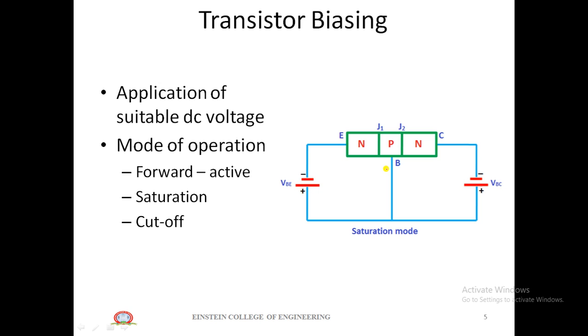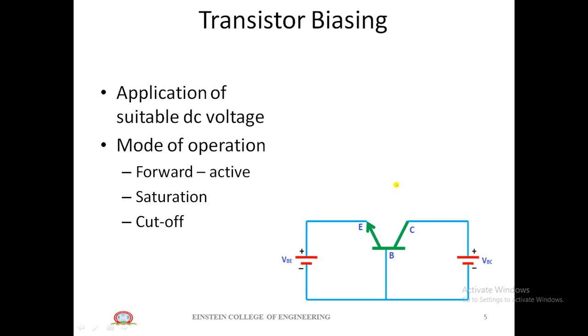Next is the saturation mode. In saturation mode, both emitter base junction and collector base junction should be forward biased. In this mode, the transistor acts like a closed switch. Next is the cutoff mode. In cutoff mode, emitter base junction and collector base junction both will be reverse biased. And in this mode of operation, the transistor acts like an open switch. Therefore, practically there won't be any current flow.